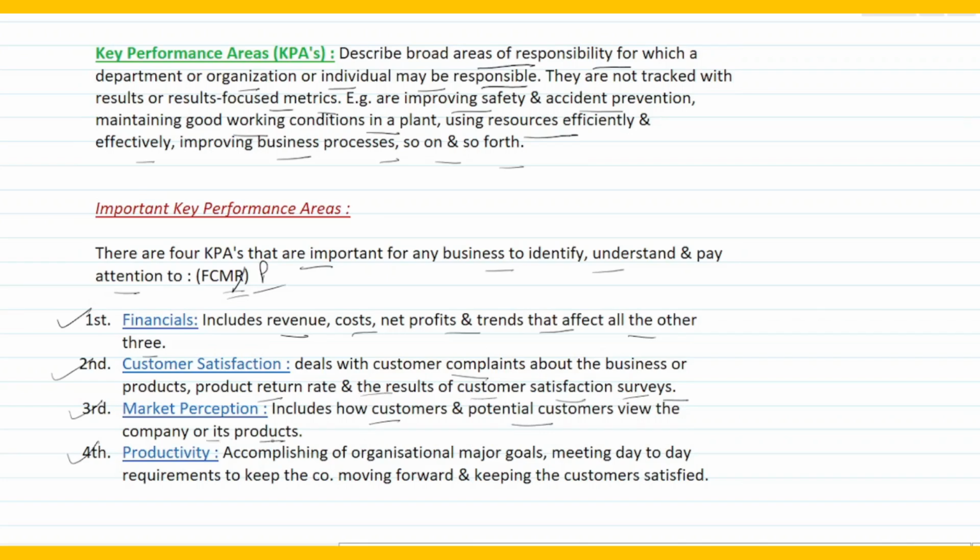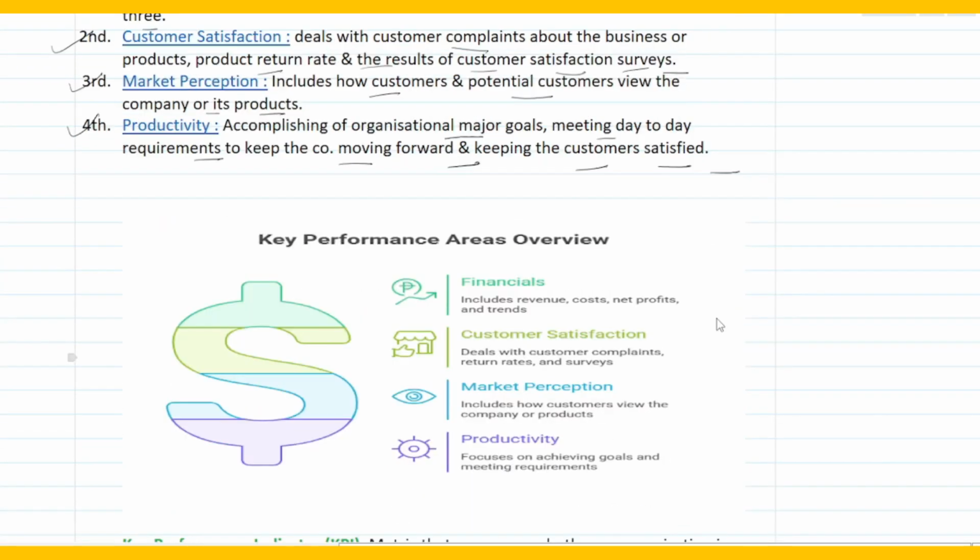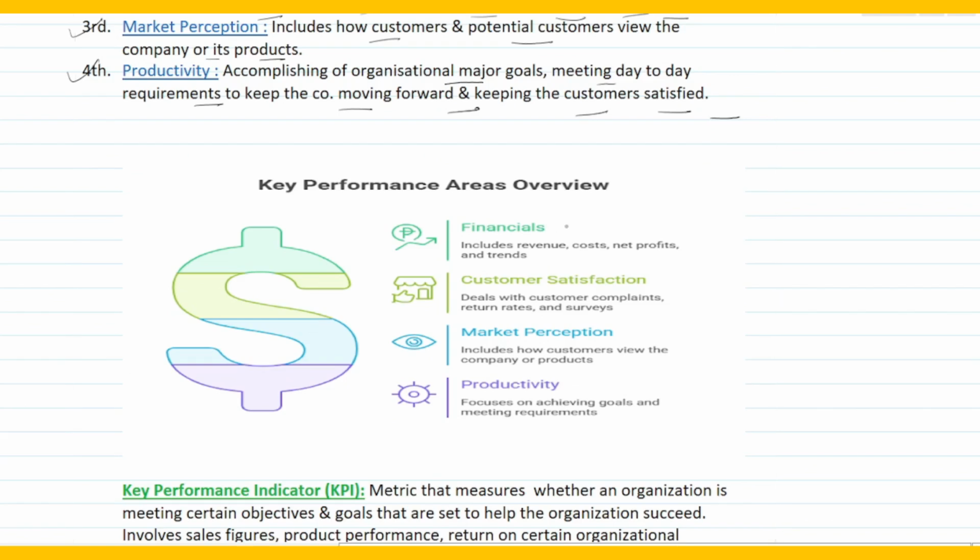And finally you talk about the productivity. This talks about accomplishing of organizational major goals, meeting day-to-day requirements to keep the company moving forward and keeping the customer satisfied, right? So these 4, just go through it once, you would be able to explain on your own, right? So key performance areas overview, if I talk about, it has to be financials, then you talk about customer satisfaction, market perception, and finally you talk about the productivity.